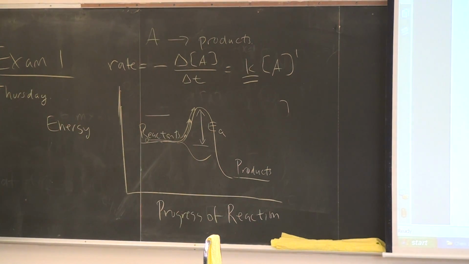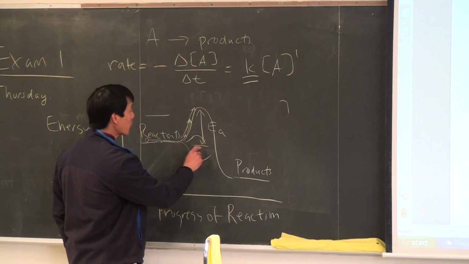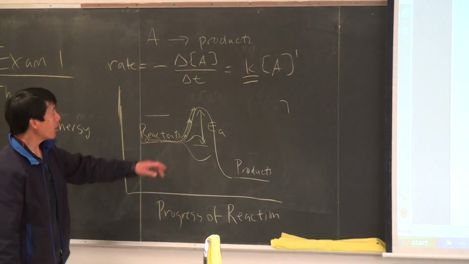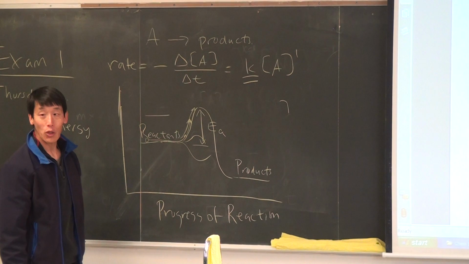So the bigger the speed bump, will the reaction go faster or slower? It's slower. If you have a small speed bump, the reaction goes fast. If you have a big speed bump, the reaction goes really slow.